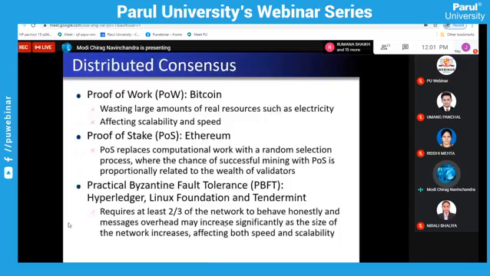As I said, we have already seen the proof of work mechanism. In proof of work, a number of nodes are trying to create a block and putting in their computational effort. Whoever is successful, that node's block will be added into the blockchain. This means other nodes' resources are wasted, and that affects scalability and speed, because it requires 51% of the nodes' confirmation to add the block into the blockchain. So instead of this, the Ethereum blockchain has come up with proof of stake.